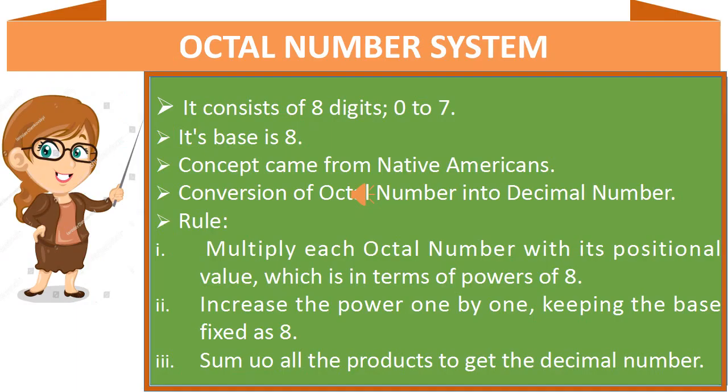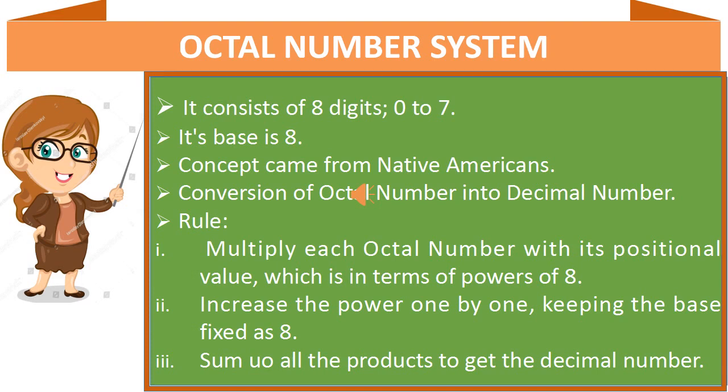Students, we will start today with the third type of number system, that is octal number system. It consists of 8 digits, that is 0 to 7, and its base is 8. The concept of octal number system came from the Native Americans, as they used to count numbers by using the space between the fingers rather than using their fingers.